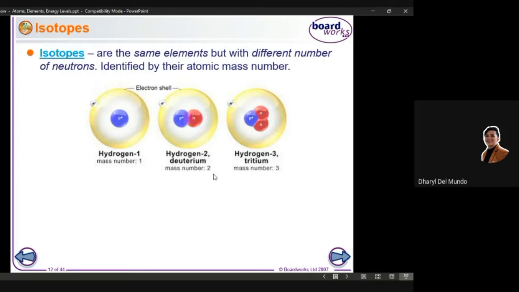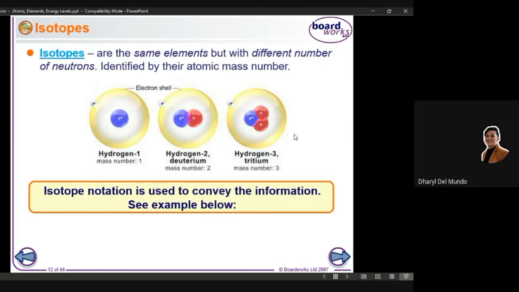That's why it is called deuterium. And there's another addition of a neutron here. So it becomes heavier again, right? So it becomes hydrogen 3, which is known as tritium. And those are what we call isotopes. Remember, isotope notation is used to convey the information. To see the example, okay, I want you to look at this example.